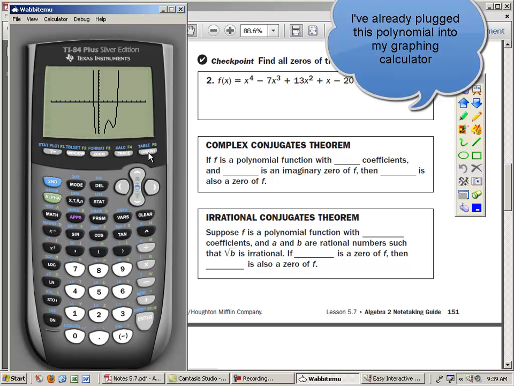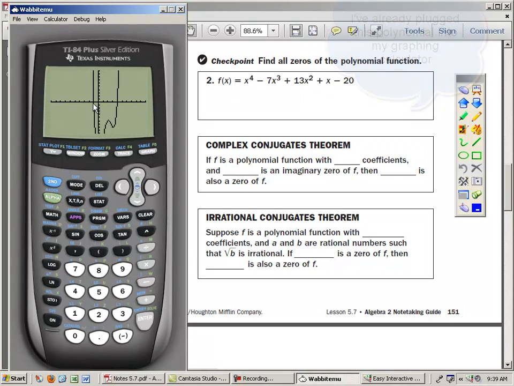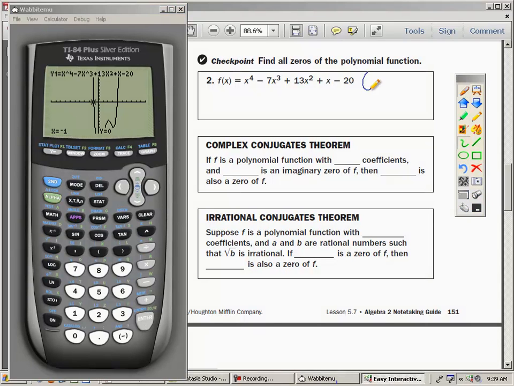4th degree polynomial. And now it looks like we have a real solution at around negative 1 and one at 1, 2, 3, and 4. And so how do we check to see if those are solutions? Plug them in. Plug in negative 1. And it looks like negative 1 is a 0. So if negative 1 is a 0, that means that x plus 1 is a factor.